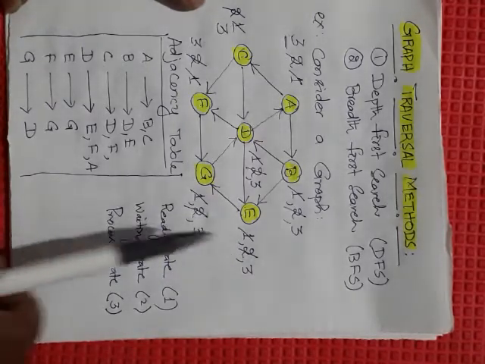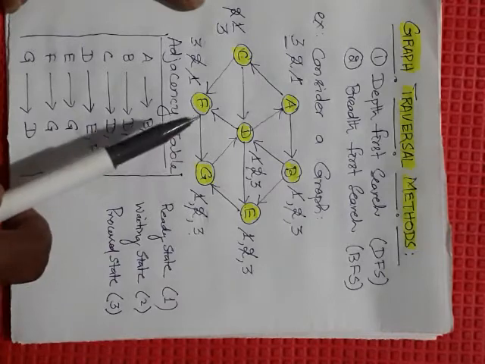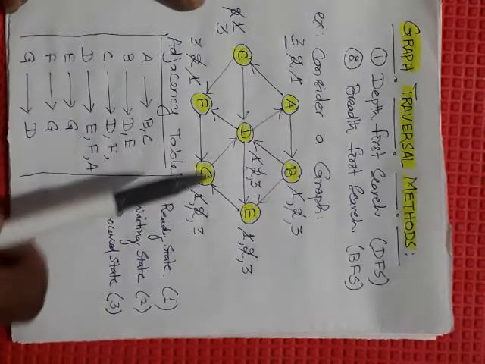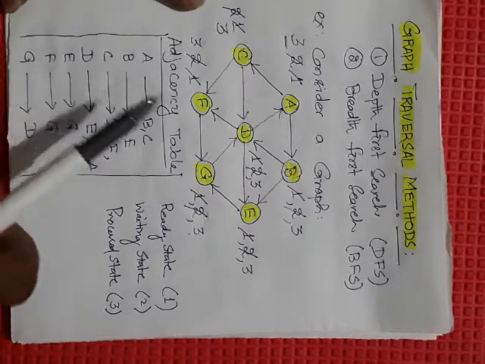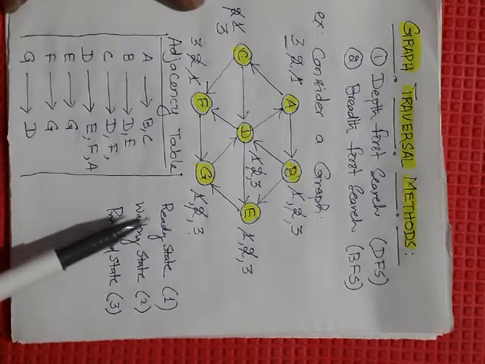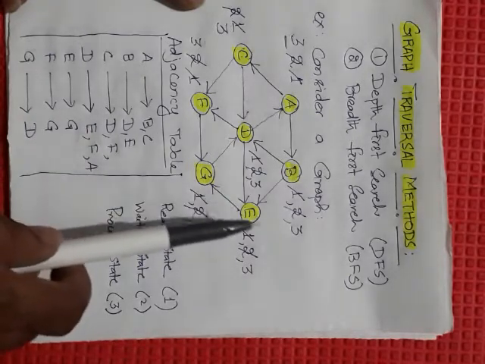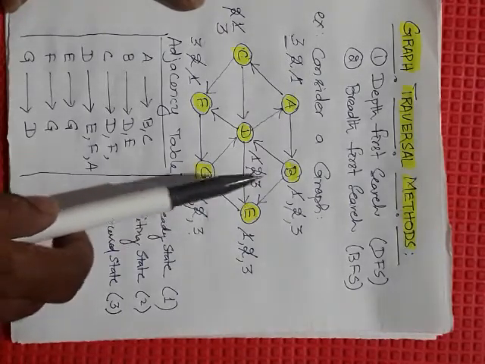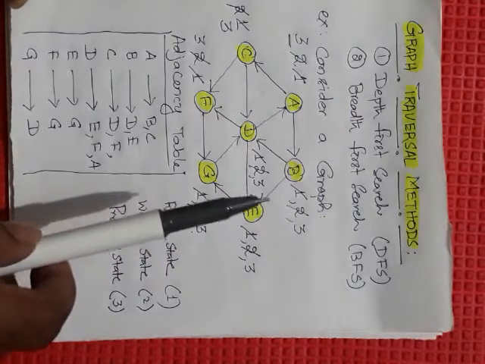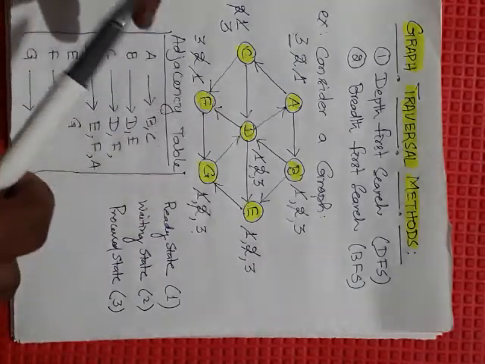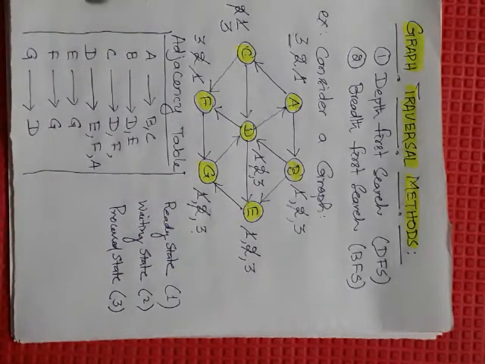Waiting state is when a node is already waiting in the stack. Then process state says a node is taken out from the stack and is already processed. So this is required to know whether a node is in the initial state, waiting in a stack, or already processed. That information we can get from this. So this we have implemented using a stack in the depth first search.